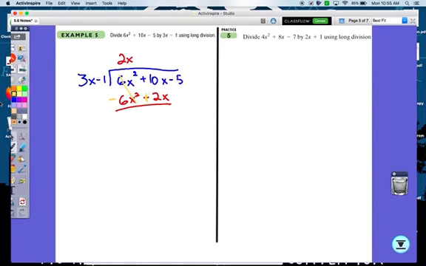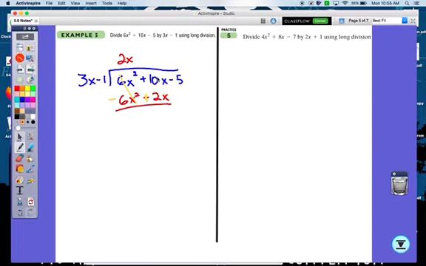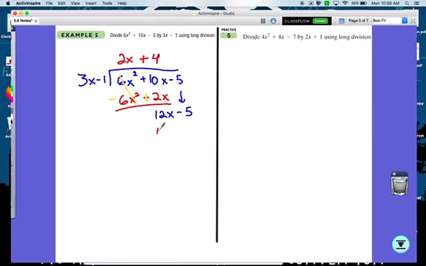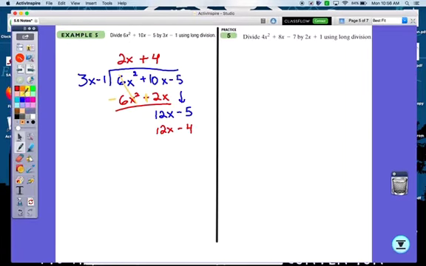The 6x squareds cancel out. 10x plus 2x gives me 12x. Bring down the minus 5. All right, and then 3x, in order to get 12x, I need to say plus 4. 4 times 3x is 12x. 4 times negative 1 is negative 4. Come through and I change my signs. Minus, and that becomes plus. The 12x cancel out, and I'm left with a minus 1.